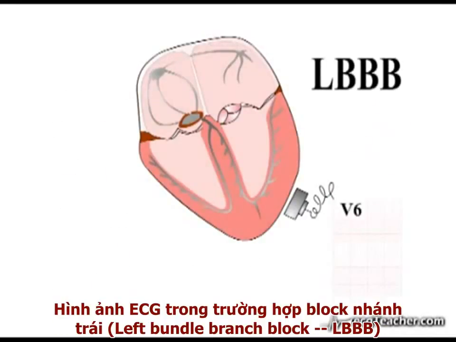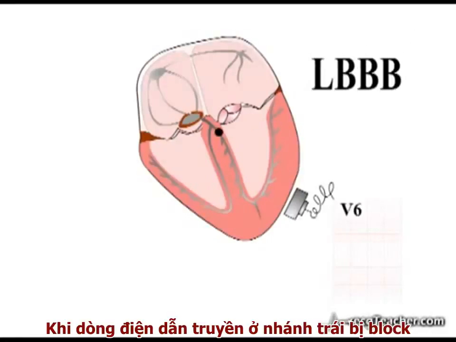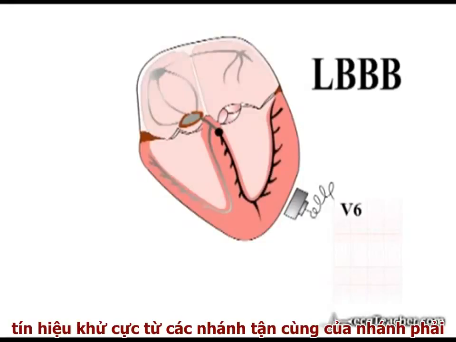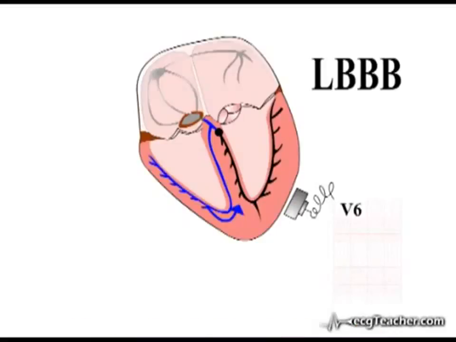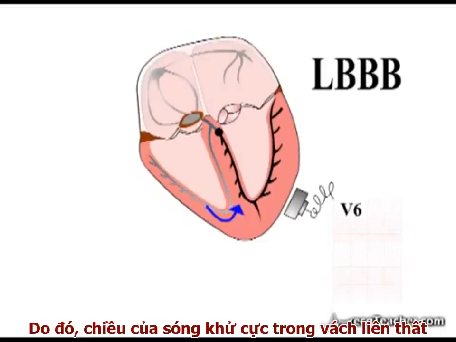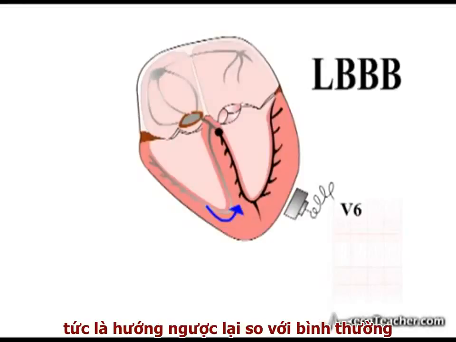The ECG findings in left bundle branch block are also predictable. When flow in the left bundle branch is blocked, depolarizing signal released from the terminal branches of the right bundle branch moves into the septum. The direction of travel of the depolarization wave within the intraventricular septum has therefore been reversed, and is now moving from right to left, the opposite direction to normal.